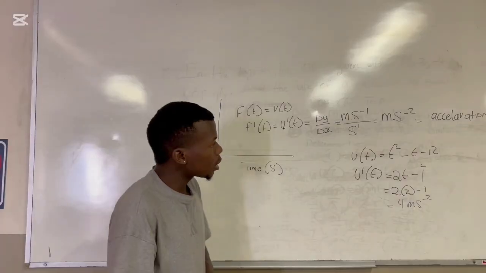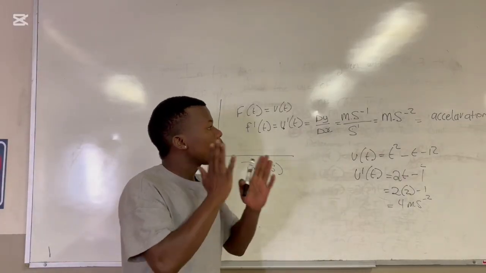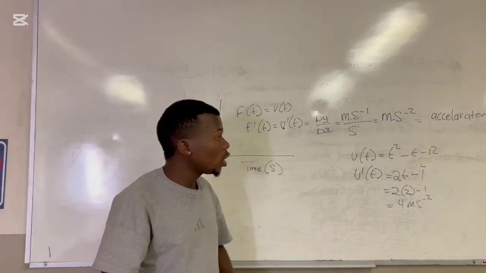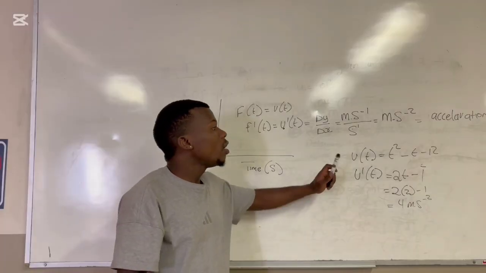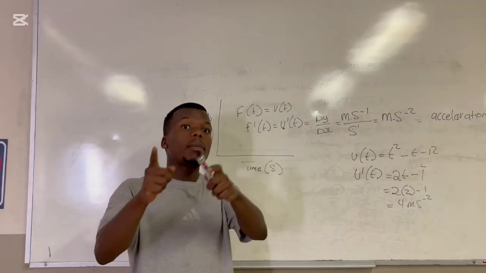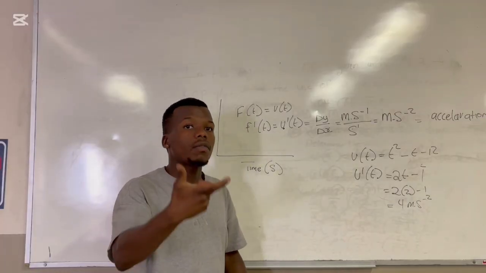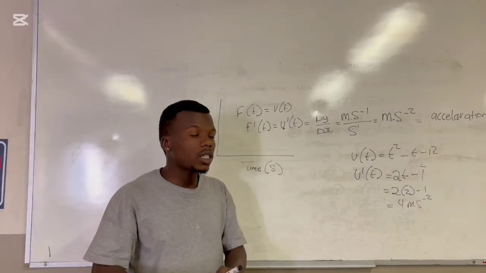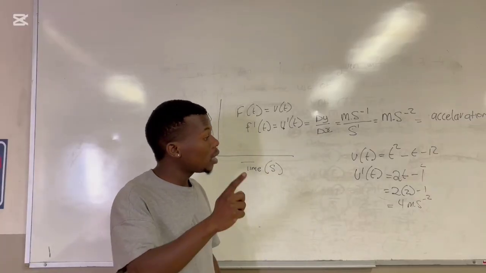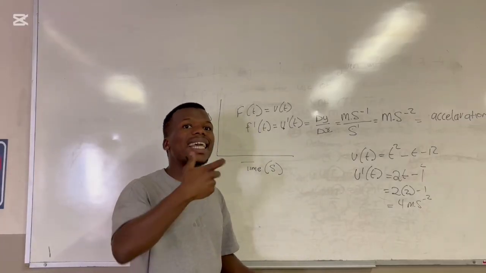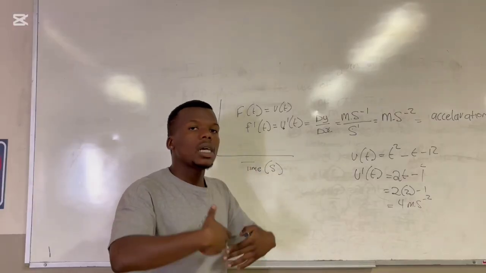Remember, now let's check something. It means acceleration is the first derivative of the velocity function. But remember, the velocity function is the first derivative of the distance function. It means now automatically acceleration will be the second derivative of the distance function.